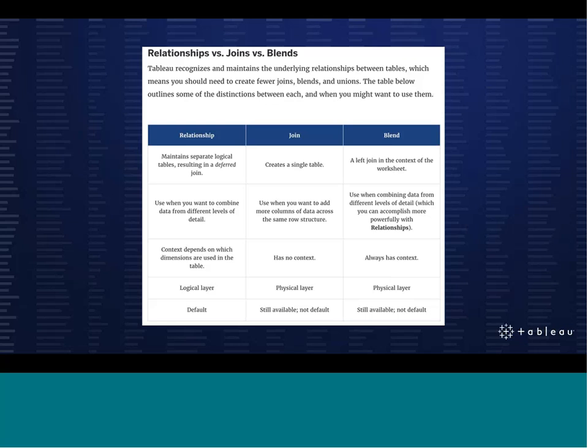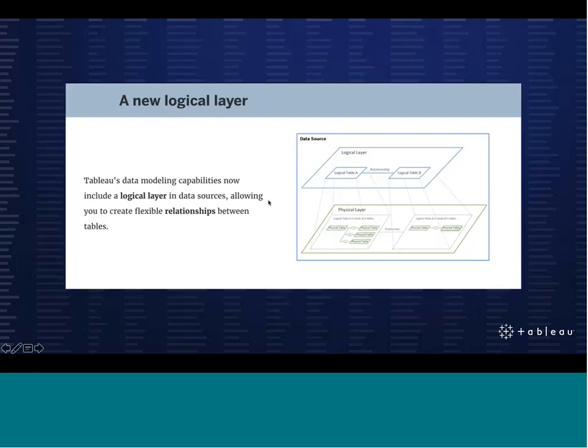Relationships have context based on how you use them, the actual fields in each table across the relationships. Joins have no context. You are setting that in advance. Blends always do. Relationships are logical. Blends and joins are physical. And of course, in 2020.2 and beyond, relationships are the default, whereas joins can still be used as well, but it's not the default anymore. And of course, blends are still available as well, but also not necessarily the default.